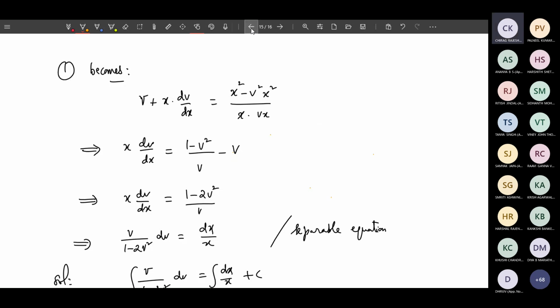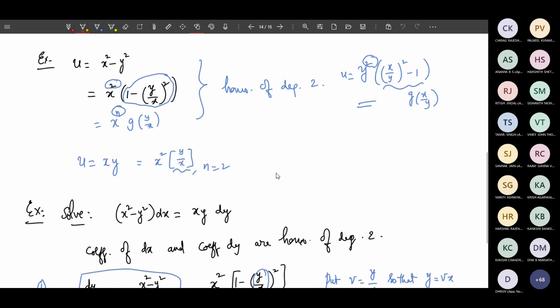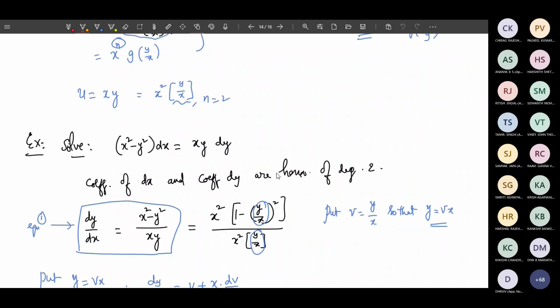Right. In the last class, I just started the homogeneous equations, but I have not done many examples. Now let me review one more example and then go for equations reducible to homogeneous in that fashion. So let me write one example on this.